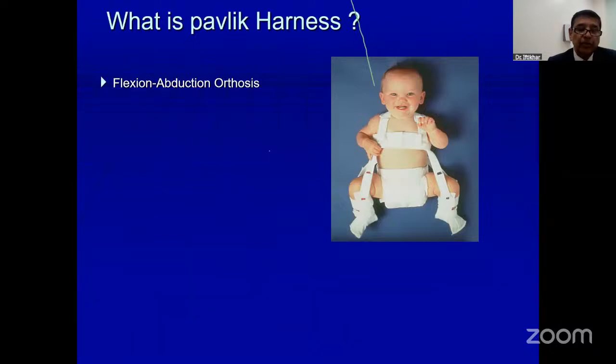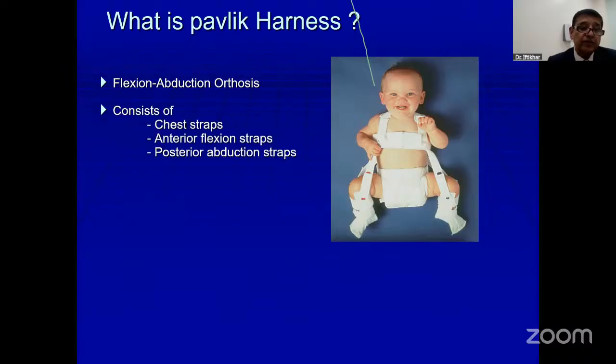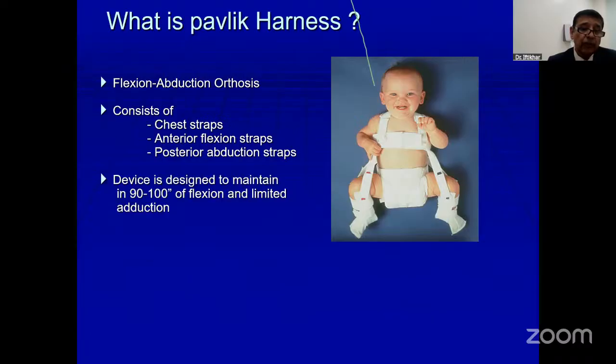We always talk about the Pavlik harness, a brace you need to apply very early. This is very good in the treatment of early DDH. It is a flexion abduction orthosis. It consists of multiple straps: chest straps, anterior flexion straps, posterior abduction straps. The device is designed to maintain 90 to 100 degrees of flexion and limited adduction.